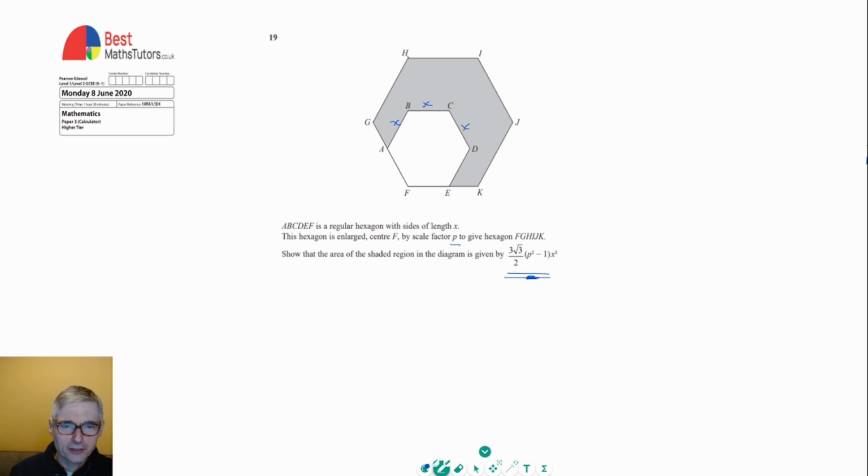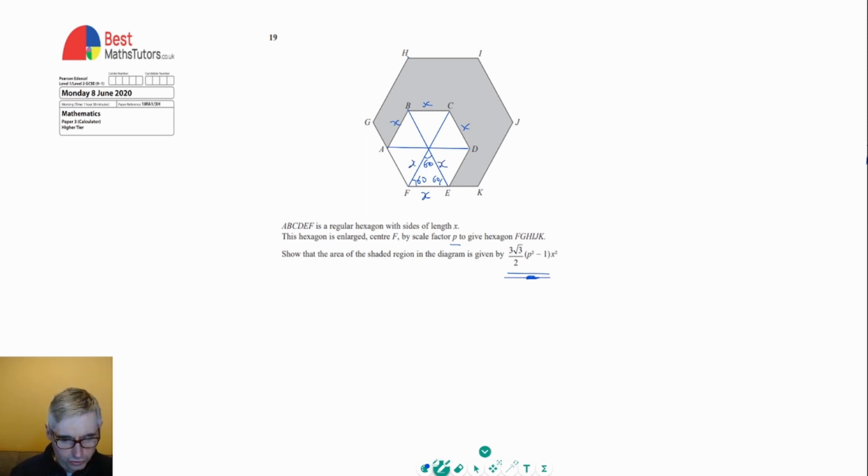So the first thing I think we need to do is find the area of the smaller hexagon, and I'm going to split it up into triangles. Each one of these triangles, because it's a regular hexagon, is going to be an equilateral triangle, so all the angles are 60 degrees. Because they're equilateral, all the sides are going to be the same, so that side is x, that side's x, and that side's x.